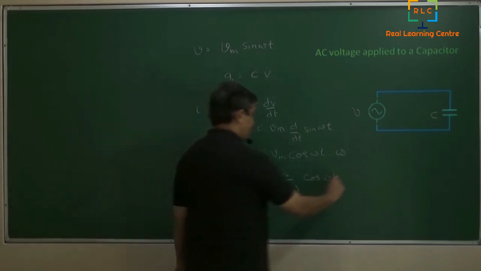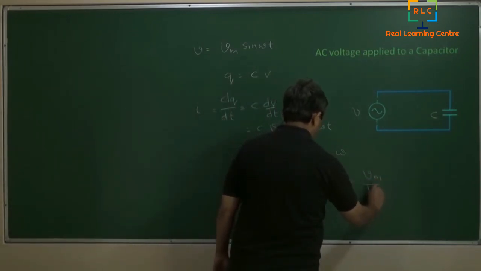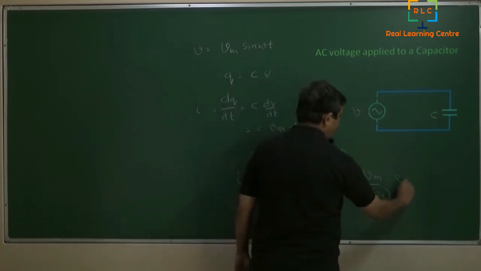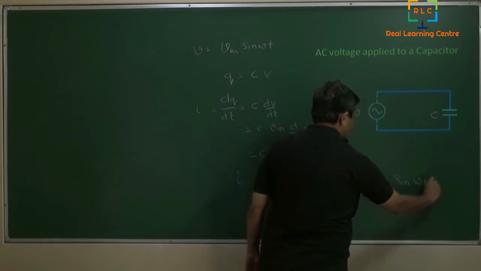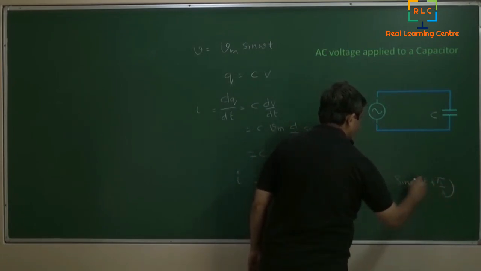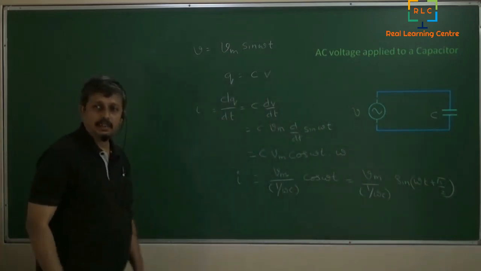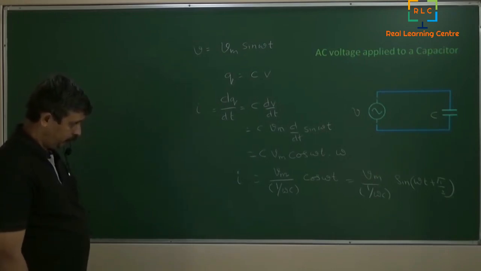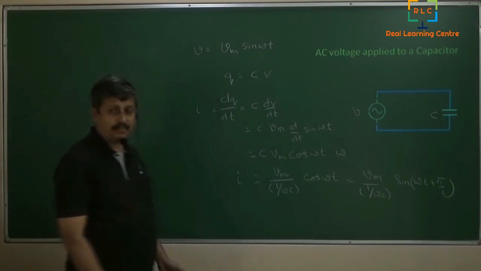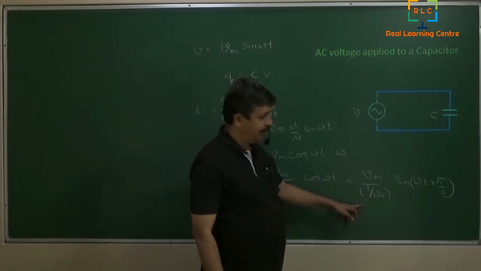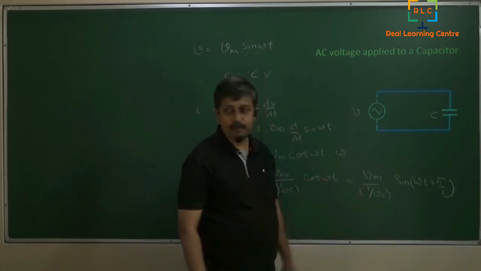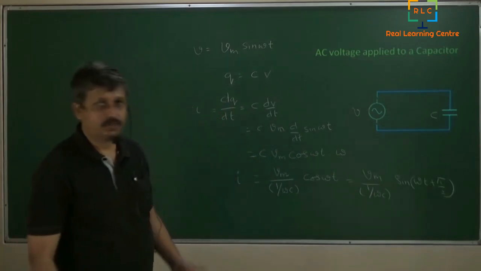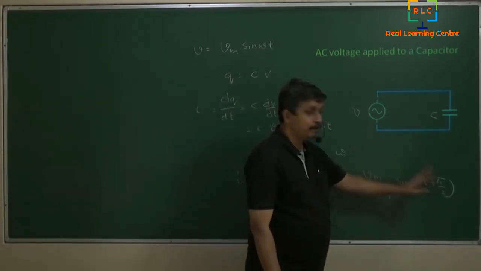This can be written as Vm by 1 by omega C into cos omega t, which can be written as sin omega t plus pi by 2, because sin is positive in the second quadrant. Last time we had Vm divided by omega L. Now we have Vm divided by 1 by omega C. This 1 by omega C is similar to our resistance, in units, ohms. And this is sin omega t plus pi by 2.